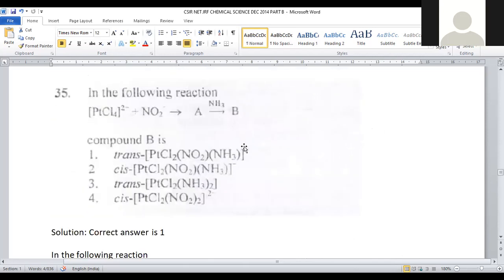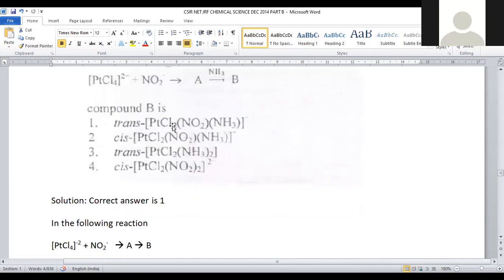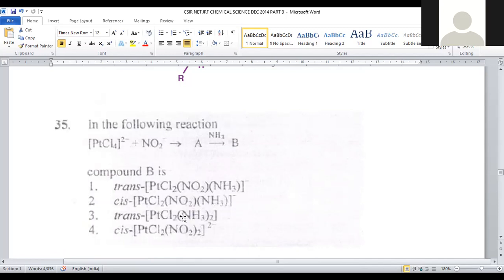That will be compound B we are going to expect here. So here the final product, they are asking for compound B only, not A. Compound B will be trans-[Pt(Cl)2(NO2)(NH3)]-. That is available in option number one.